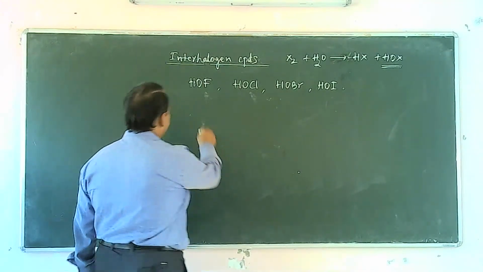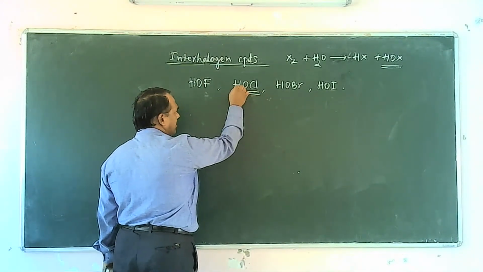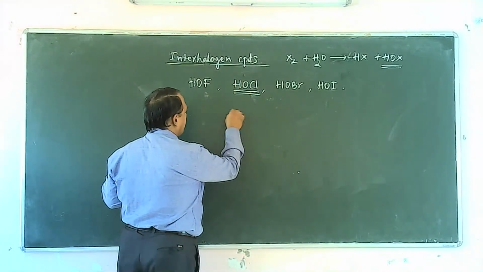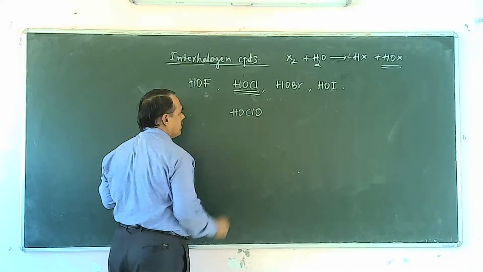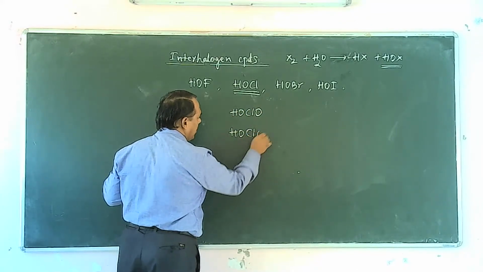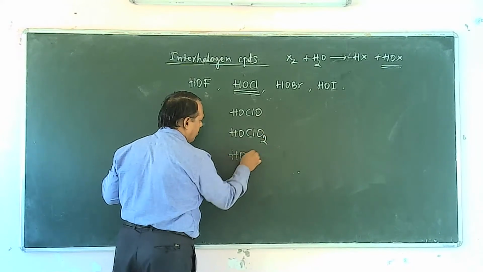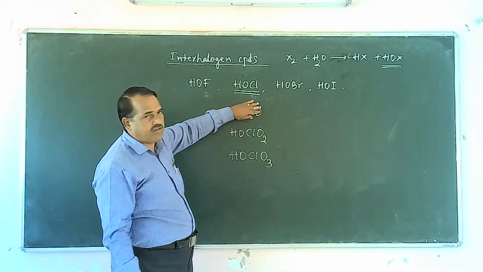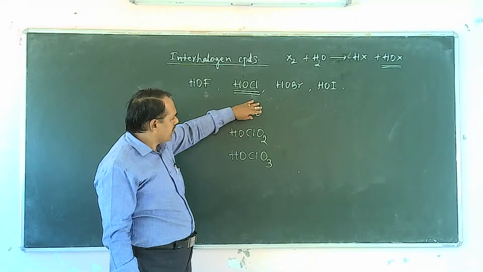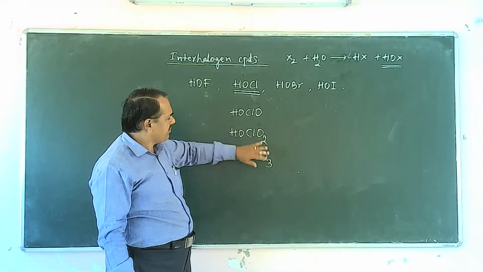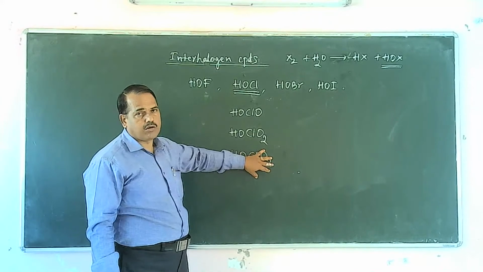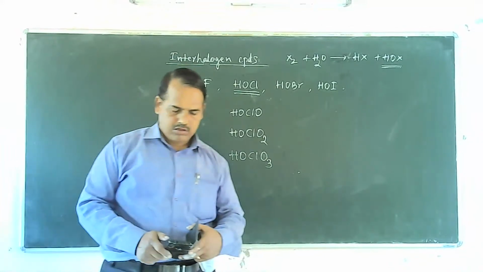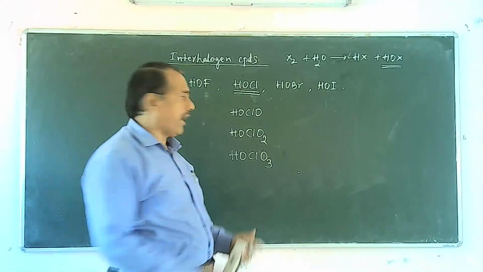So again, you can find, see, HOCl, which is nothing but hypochlorous acid, and again you can find HOClO, again HOClO2, again HOClO3. Are you clear? So this is nothing but chlorous acid, and this is nothing but chloric acid, and this is nothing but perchloric acid. Are you clear? These are its important acids.